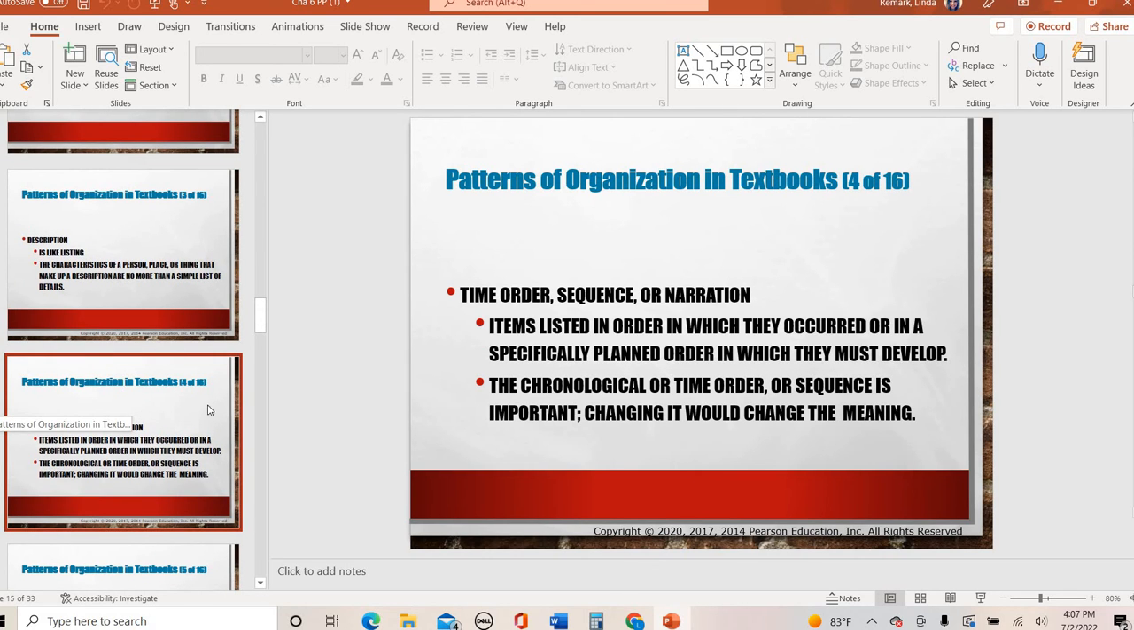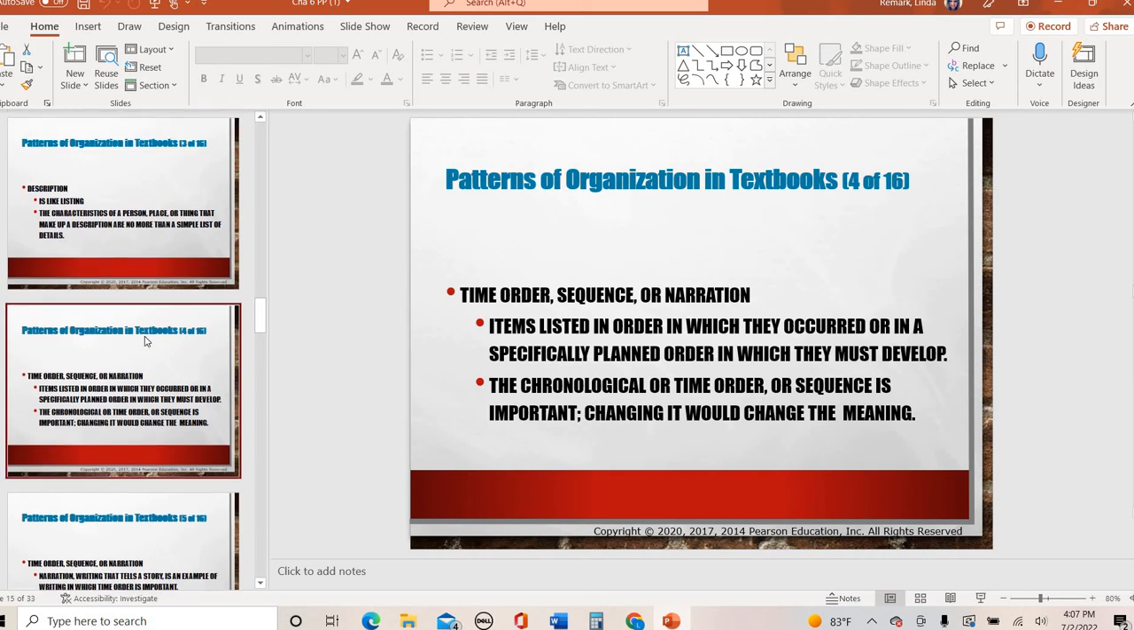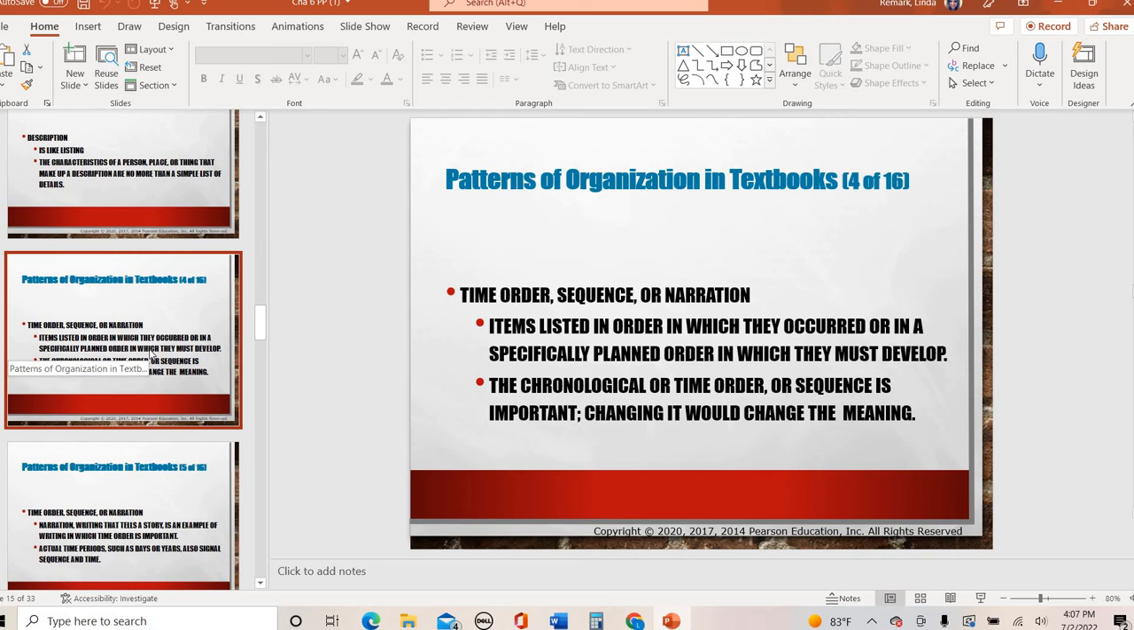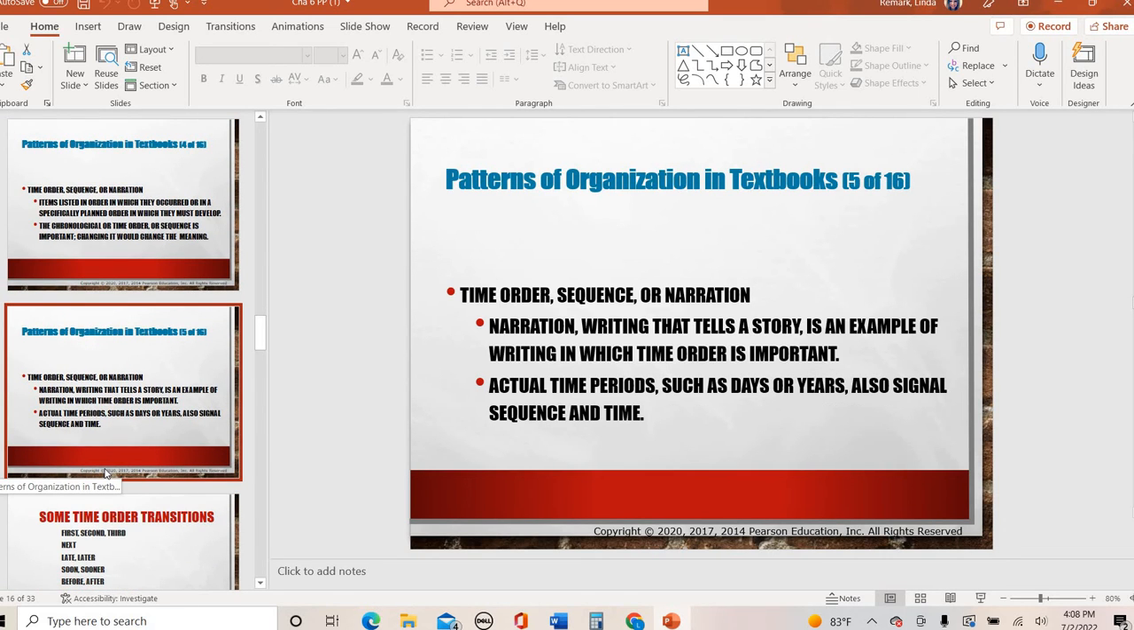Then we have, and these are kind of grouped together, time order, sequence, or narration. Whenever someone is using time order, it is also sometimes known as chronological order. Think about your history classes in K through 12, and depending on what classes you're taking now, those classes are mostly organized by time, Revolutionary War to current times, or 1800 to 1900, whatever the case is. You are studying by time in a chronology of events. So time, order, sequence, narration, they're all very similar. Narration is like telling a story in the order that it occurred.